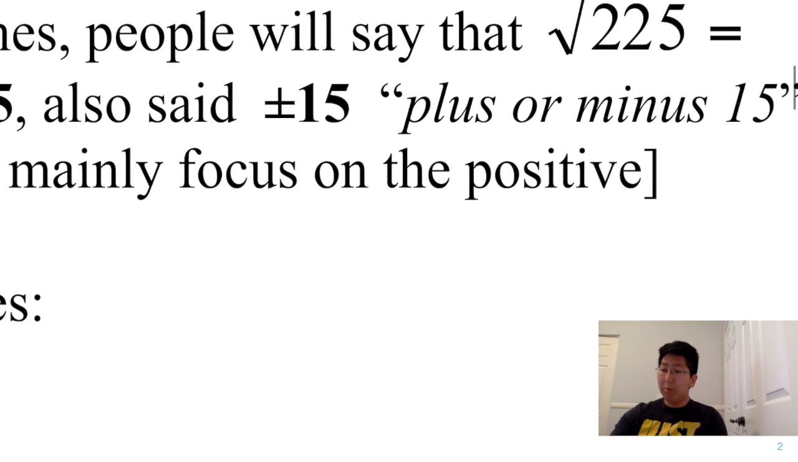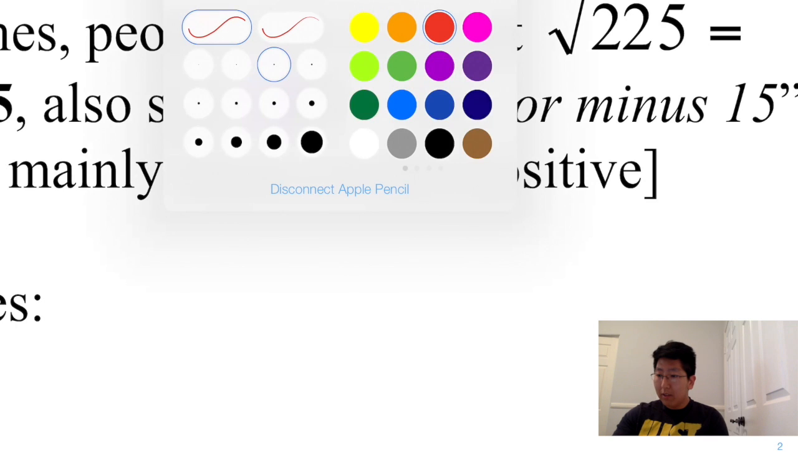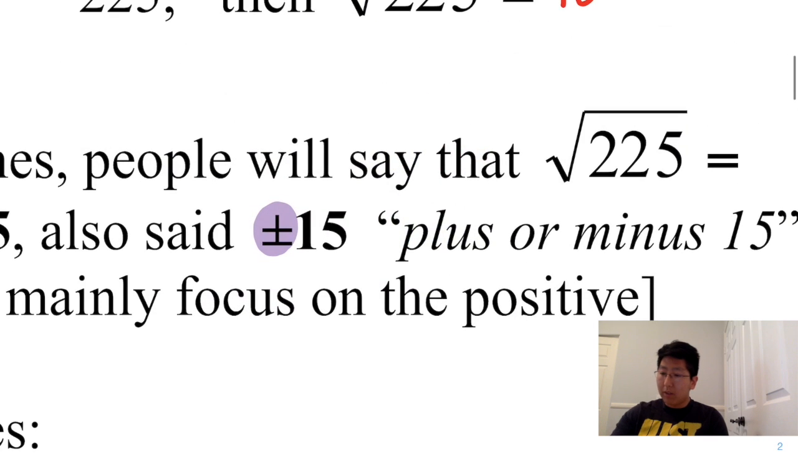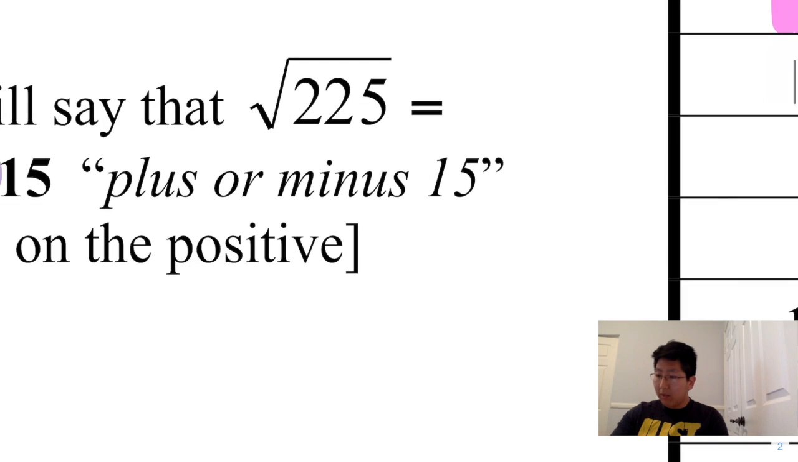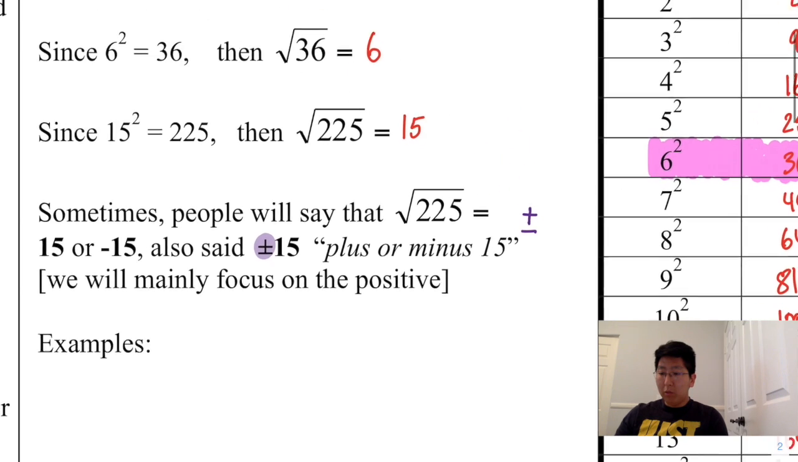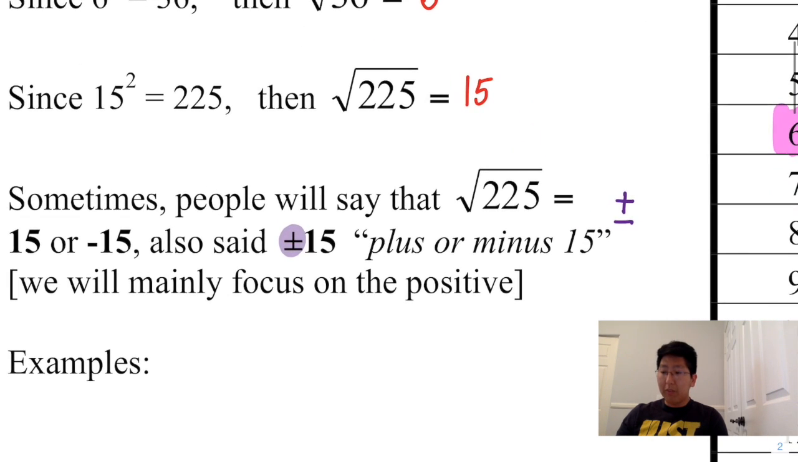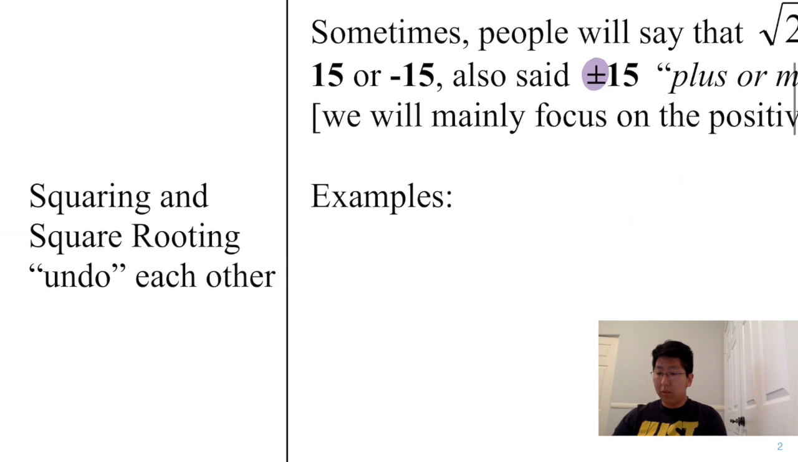And a way you can represent plus or minus is right here. This sign right here is a plus sign with a negative underneath. So this is a plus or minus. Right there is a plus or minus 15. Because when you do negative 15 times negative 15, you'll also get 225. Okay, I'll go into more detail about that in just a second. But we're mainly focused on the positive. So let's take a look.